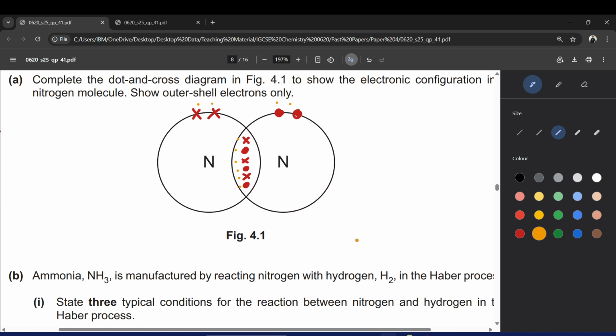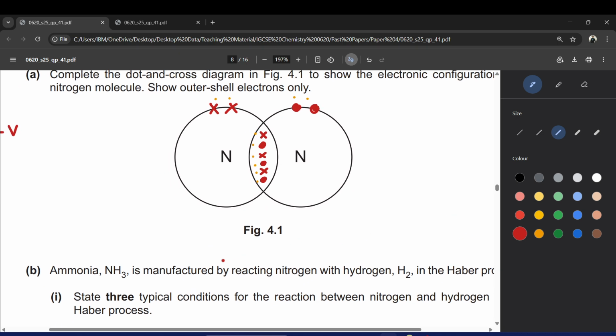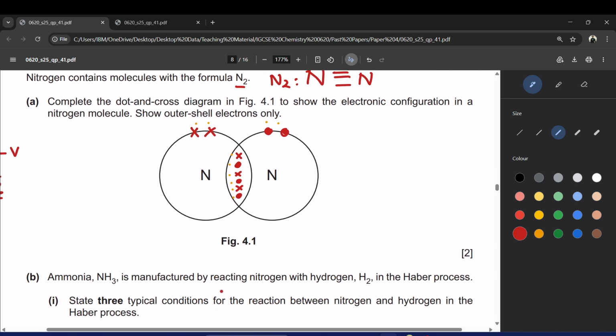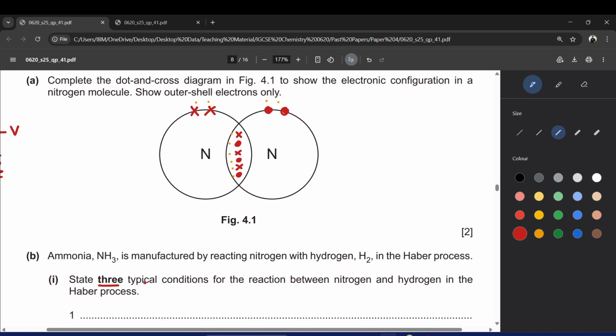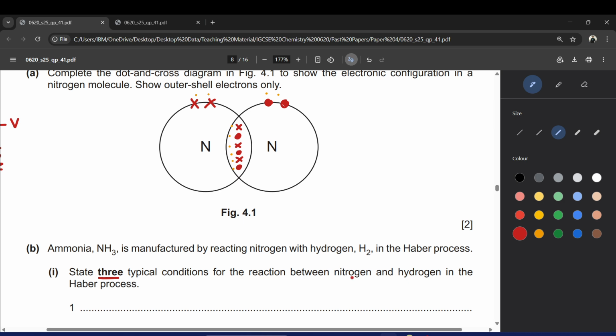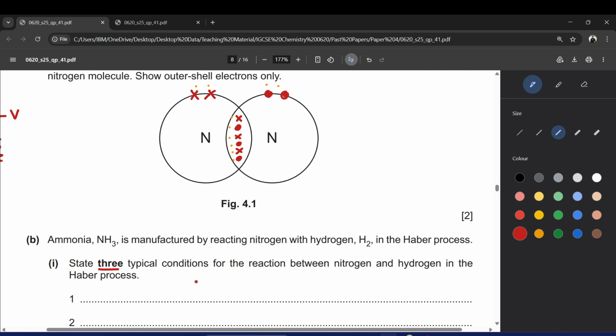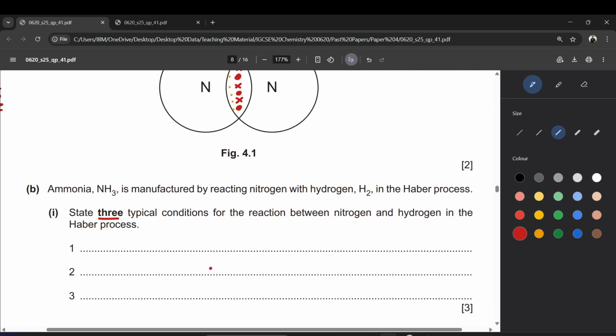All right, Part B. Ammonia is manufactured by reacting nitrogen with hydrogen in the Haber process. State three typical conditions for the reaction between nitrogen and hydrogen in the Haber process. So you have three conditions. The first one is temperature, which is 450 degrees Celsius.